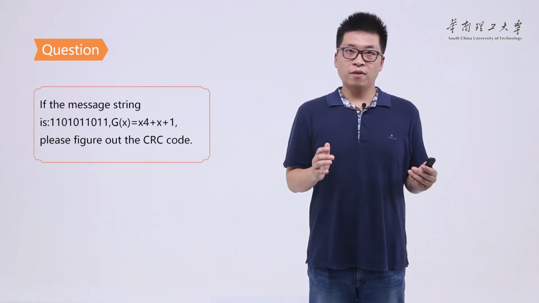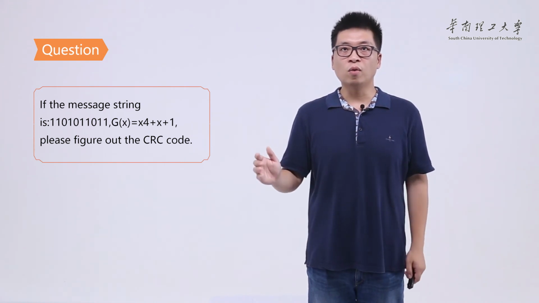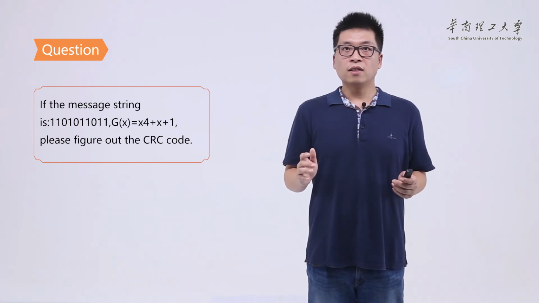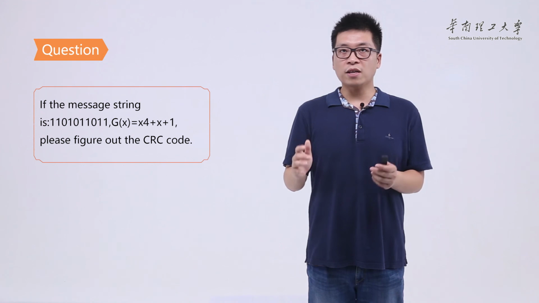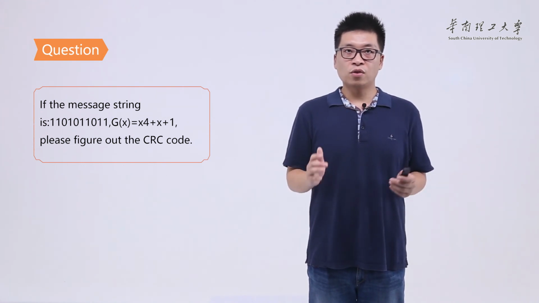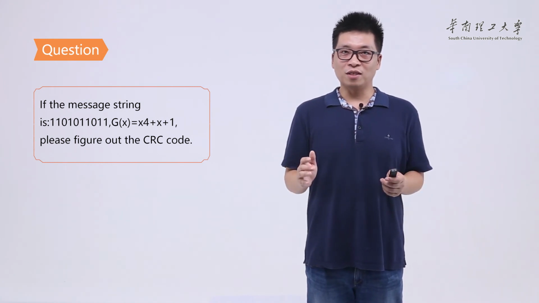At the end of this section, we have one question for you to see whether you have already mastered the CRC algorithm. The question is, if the message stream given is 1101011011 and the generator Gx equals x power 4 plus x plus 1, could you please figure out the CRC code, the checksum to be transmitted?